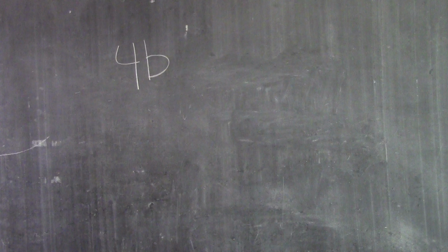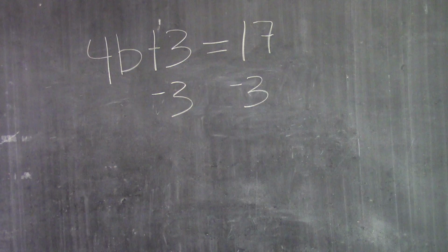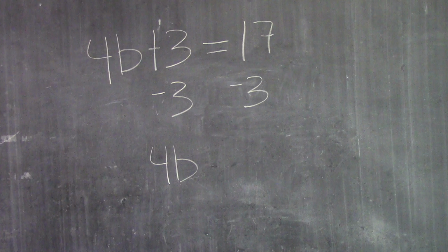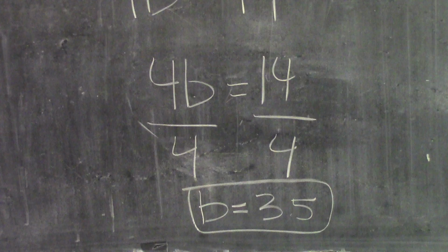Here's another example. We are aiming to get x by itself. First, you have to subtract 3 from both sides, then divide by 4 on each side to isolate the variable. 4 is not going to go into 14 evenly, and that's fine. 14 divided by 4 would be 3.5, so your solution is b equals 3.5.